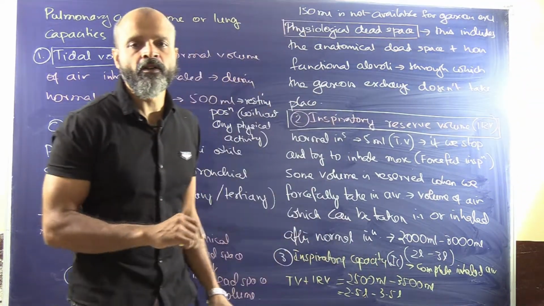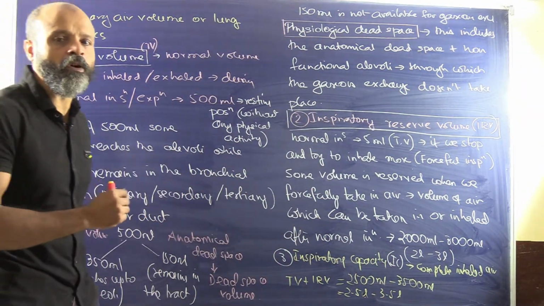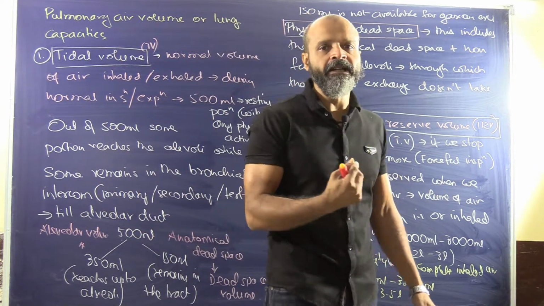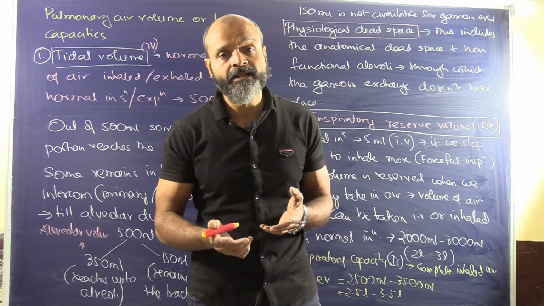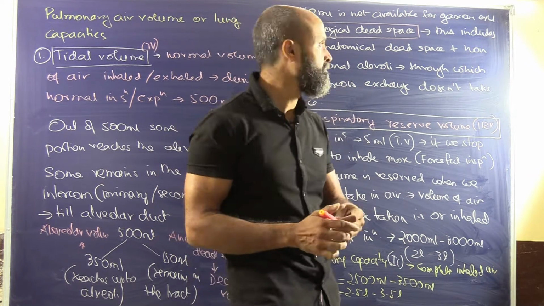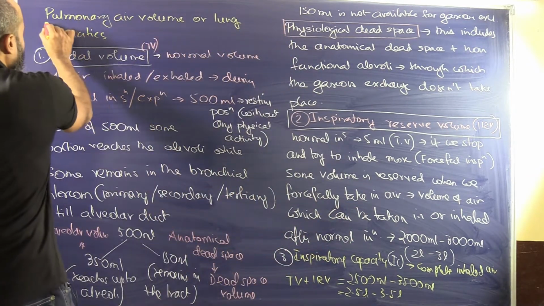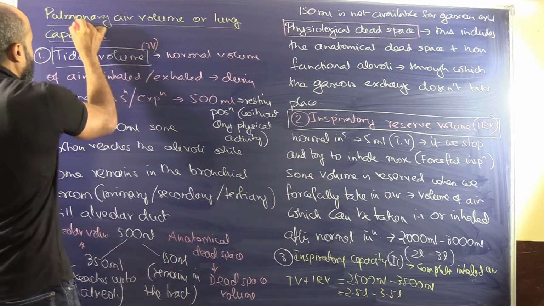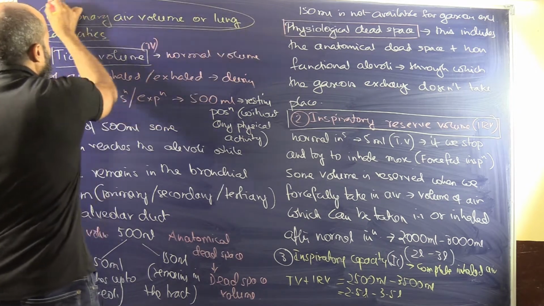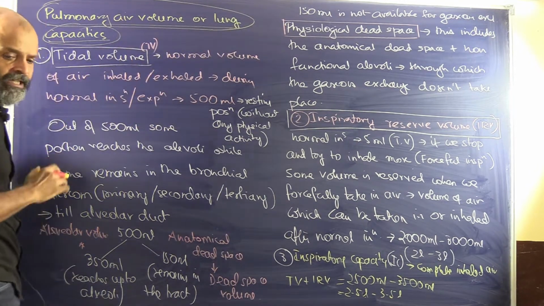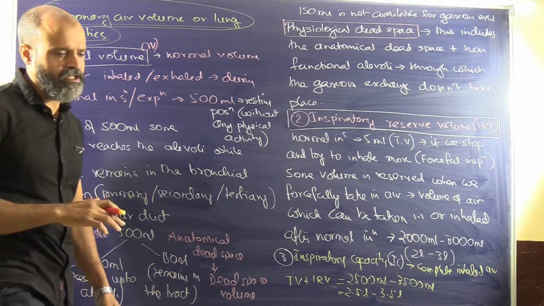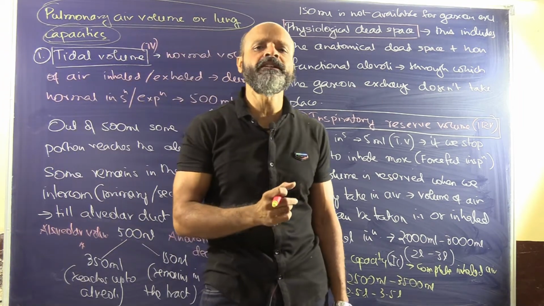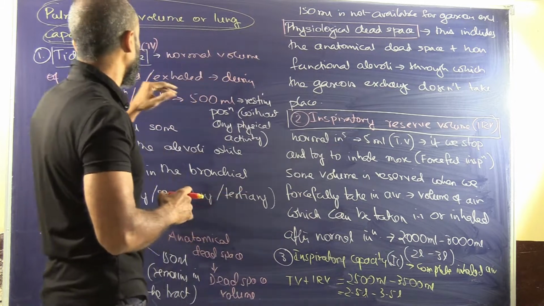Okay, so we are going to talk about the volume of air that is normally taken in, and what the capacity is, plus the forceful inspiration as well. So, pulmonary air volume or lung capacities. This is basically the capacity of the lung and the pulmonary air volume during pulmonary respiration. So we know in human beings it is pulmonary respiration. So what is basically the capacity?